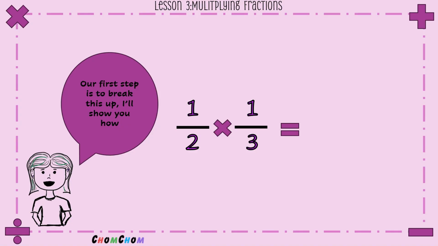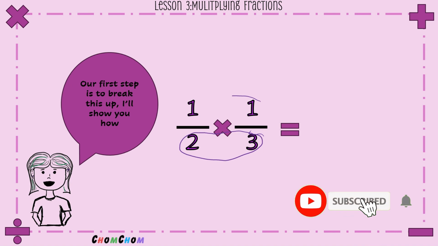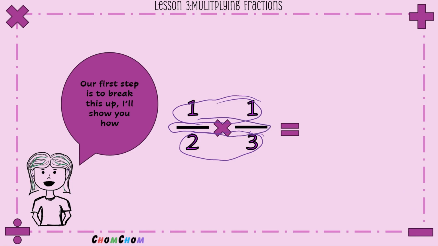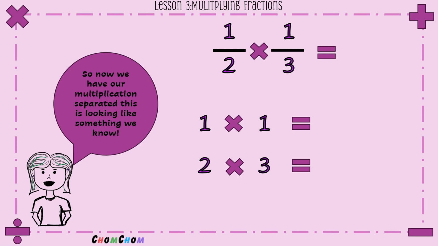Our first step is to break this up. I'm going to show you how. What we can do is separate the bottom terms and the top terms and multiply them together separately, so we don't have to think about this bar in the middle. So now we have our multiplication separated. It's looking like something we know, right?